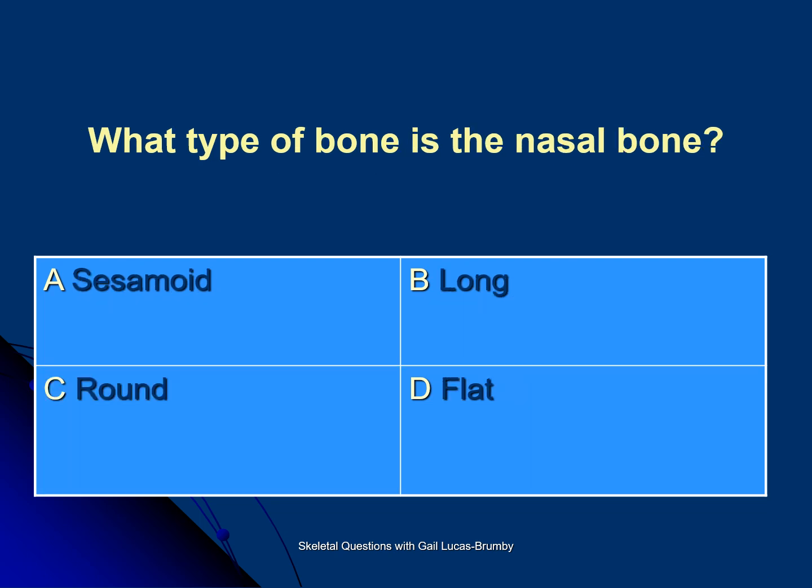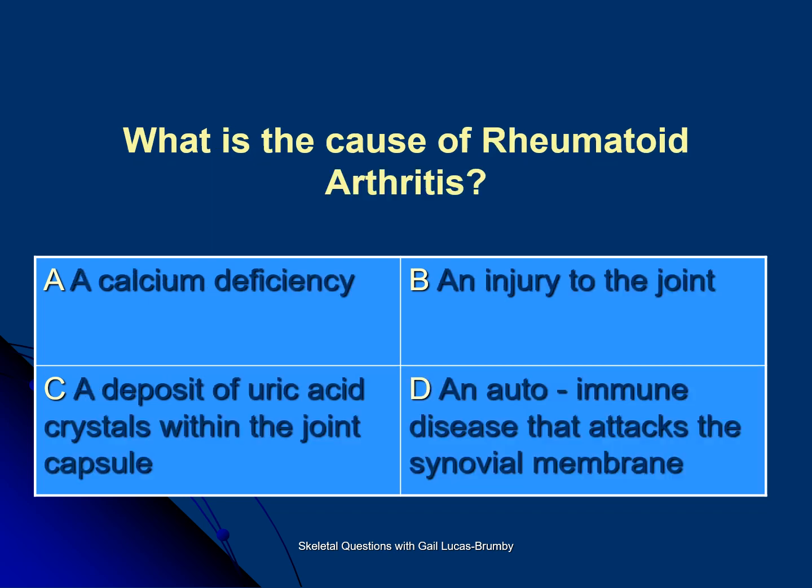What type of bone is the nasal bone? Is it A, sesamoid? Is it B, a long bone? Is it C, a round bone? Or is it D, a flat bone? And the answer is the nasal bone is D, a flat bone.